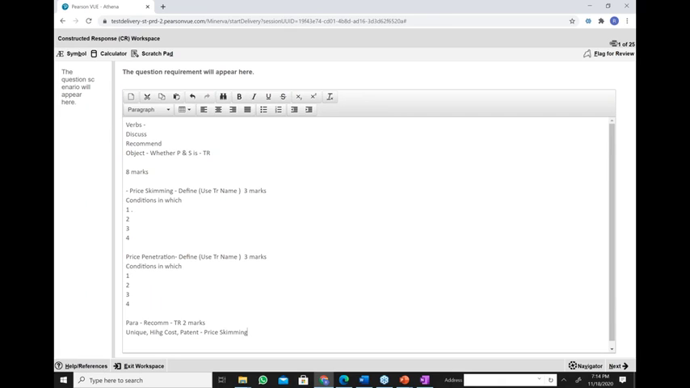Skimming. What will you suggest? Skimming. You will suggest skimming. Okay. So 2 marks for skimming suggestion, 3 marks for penetration paragraph using TR name, then skimming paragraph using TR name, and this is the 8-mark breakup which you can write here. It's always good to plan what you have to write before you start writing it. Just make a quick short plan on your word processing sheet.